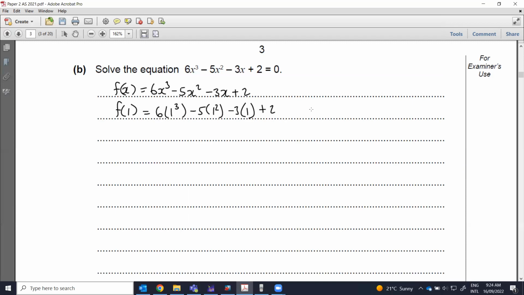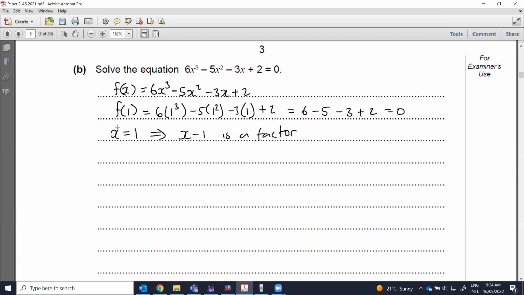Okay, let me write it out. This is 6 times 1, because 1 cubed is 1, minus 5 times 1, and then minus 3 plus 2. 6 minus 5 is 1. 1 minus 3 is minus 2. Minus 2 plus 2 is equal to 0. Okay, so what did I do? I substituted x is equal to 1. Then this means that x minus 1 is a factor.